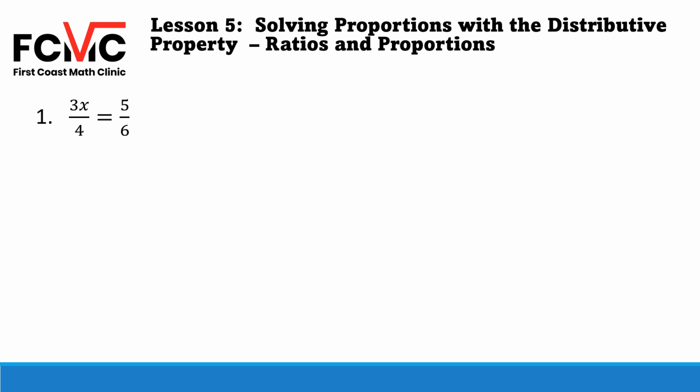So number one, we've got 3x over 4 equals 5 over 6. So we're not exactly going to have to use the distributive property for this, but it's a little bit more complex. I thought this would be a good introduction problem from the previous problems that we've worked on. Just a quick review of the cross multiplication before we get into some of the more challenging problems.